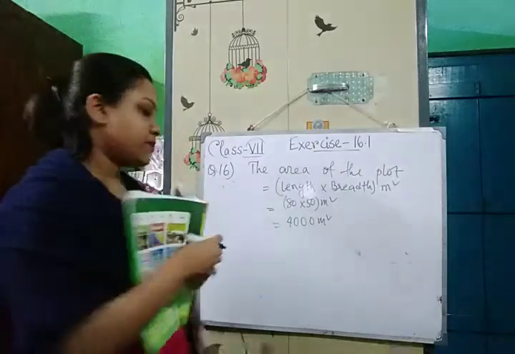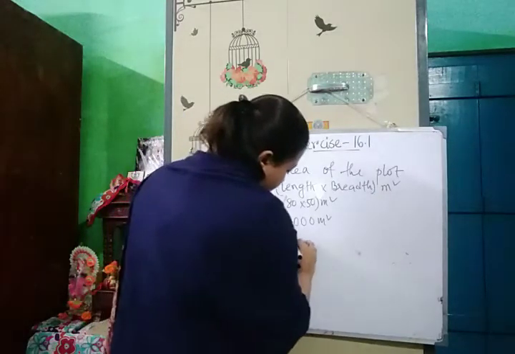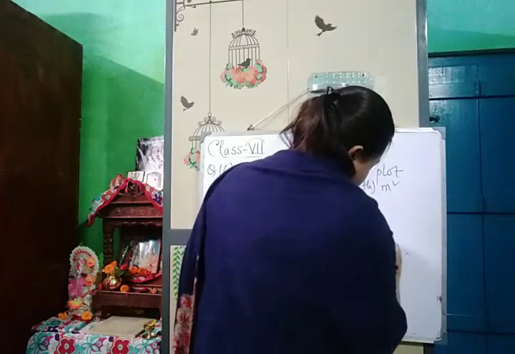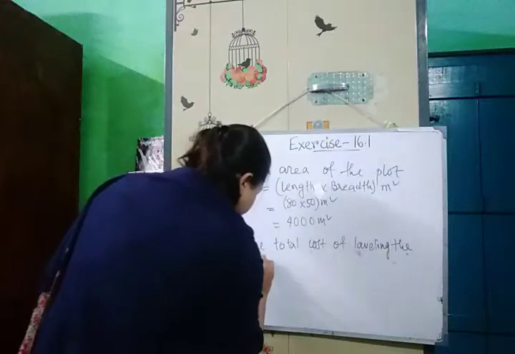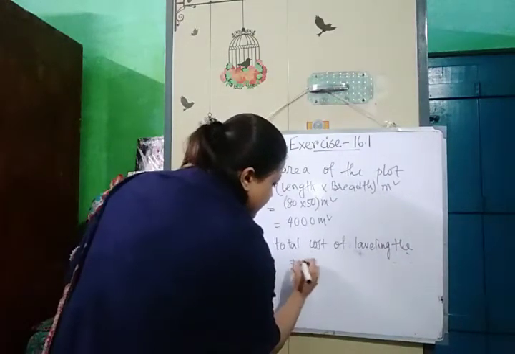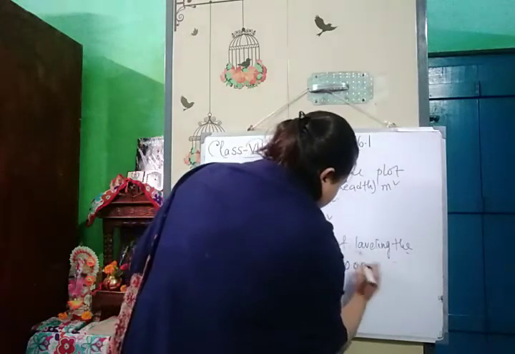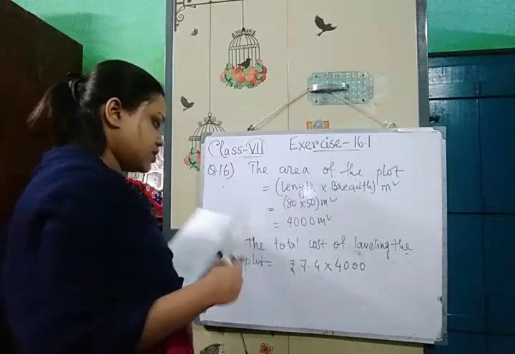Now what is the cost of leveling the plot at a rate of rupees 7.6 per meter square? Therefore the total cost of leveling the plot is equal to rupees 7.6 into 4000.